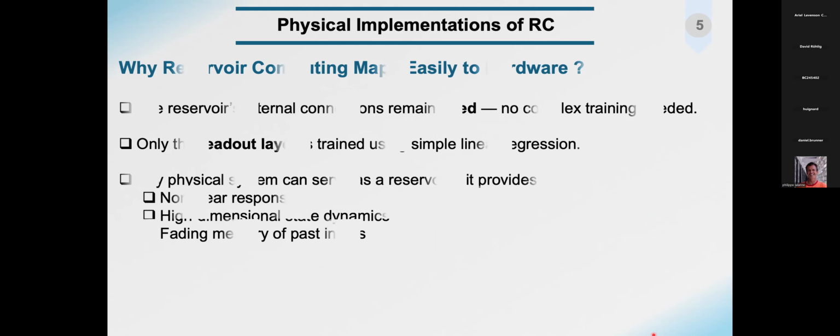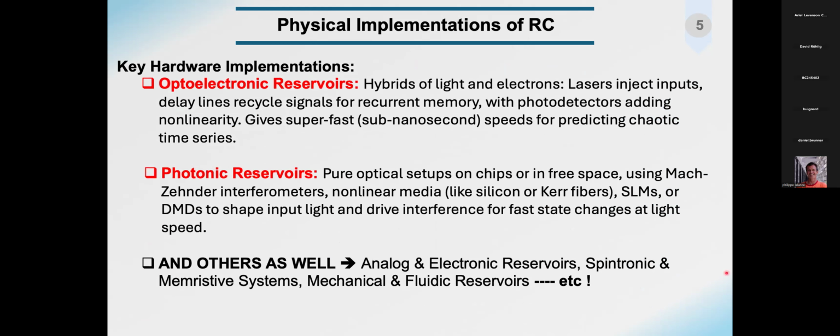Now, if we look at the key hardware implementations for photonics, it includes hybrid ones like optoelectronic reservoirs, which are a hybrid of light and electrons. The data is injected via lasers. Delay lines in the hardware create recycled signals for recurrent memory. Photodetectors add nonlinearity. It's super fast, up to sub-nanoseconds, for tasks like predicting chaotic time series.